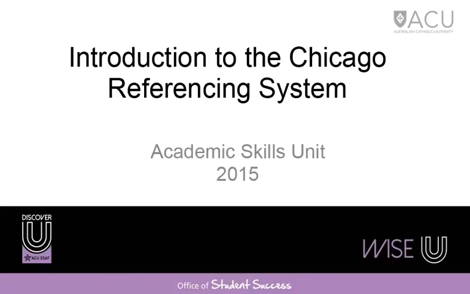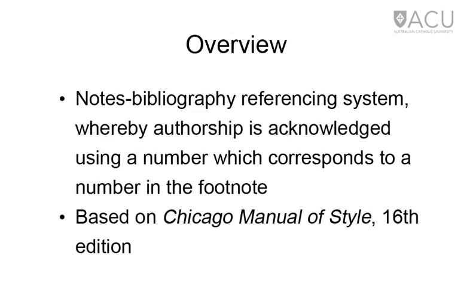All referencing systems require writers to provide information about the sources they use. This tutorial provides information and examples on the Chicago Note bibliography referencing style. Unlike an author date system, Chicago uses superscript numbers in the text itself. These numbers correspond to a footnote at the end of the page.